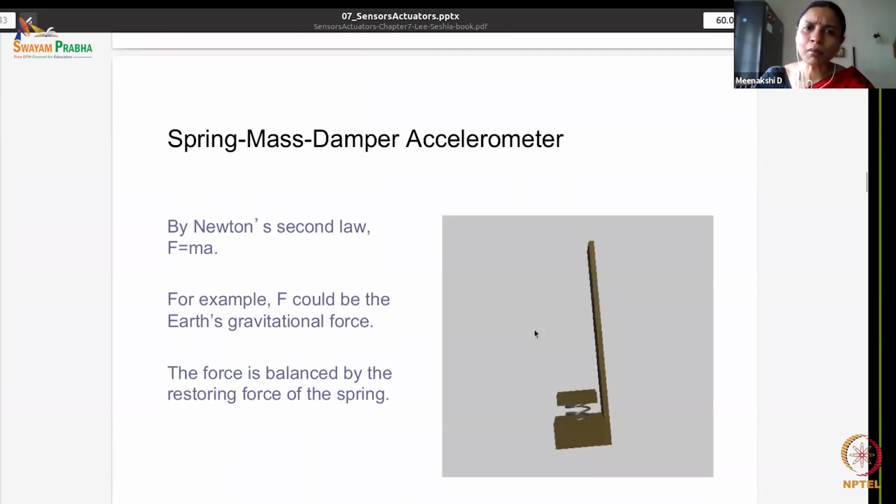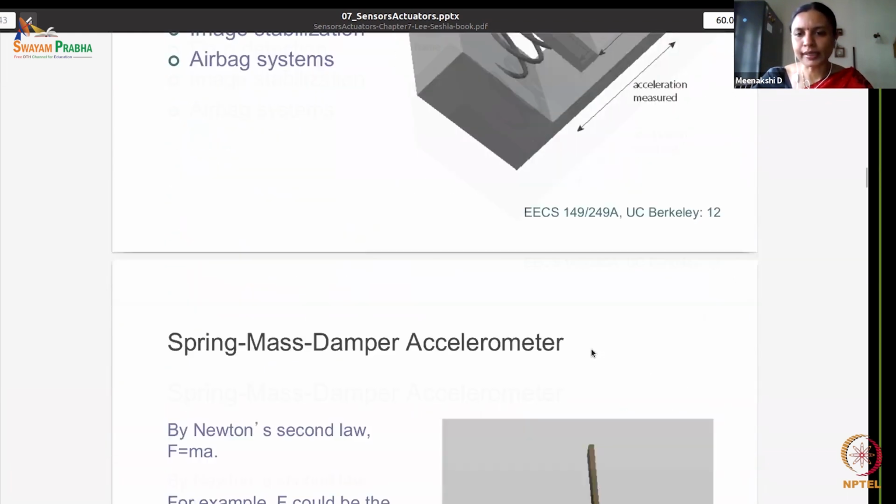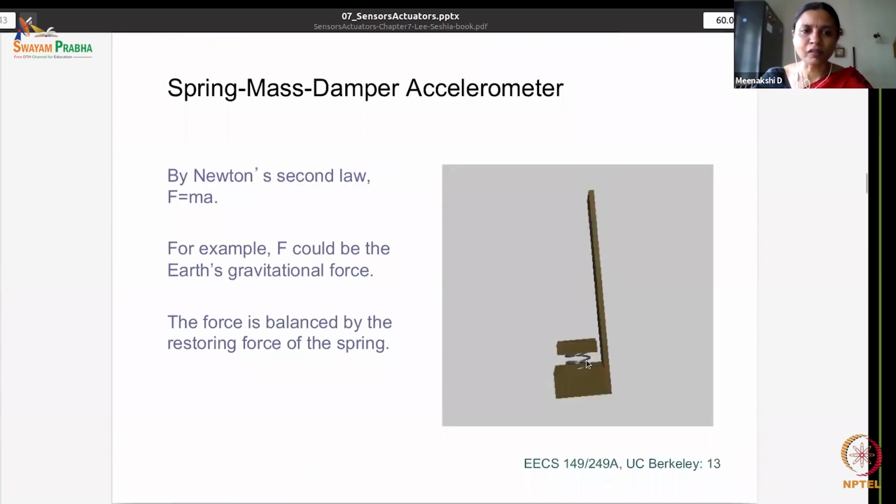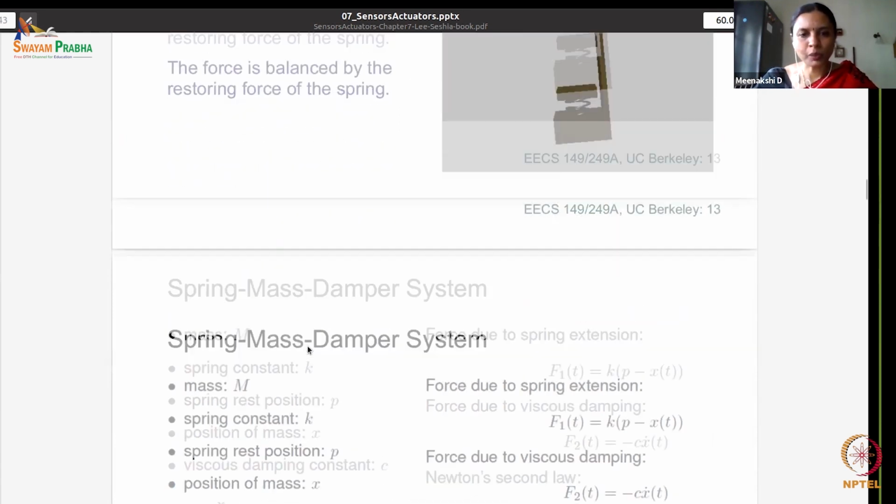In a spring mass damper accelerometer, it's the same picture that we saw in this slide, which is presented like this. The physics that is followed is Newton's second law, which is force equals mass times acceleration. The kind of force that is applied could be different based on the accelerometer that you want to consider, but the force is balanced by the restoring force of the spring.